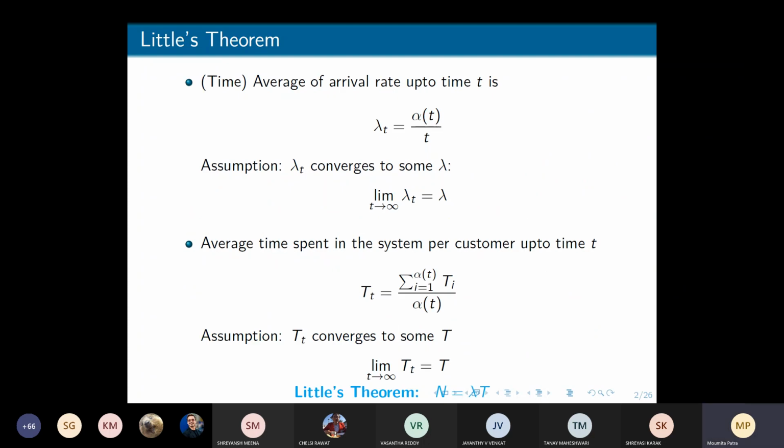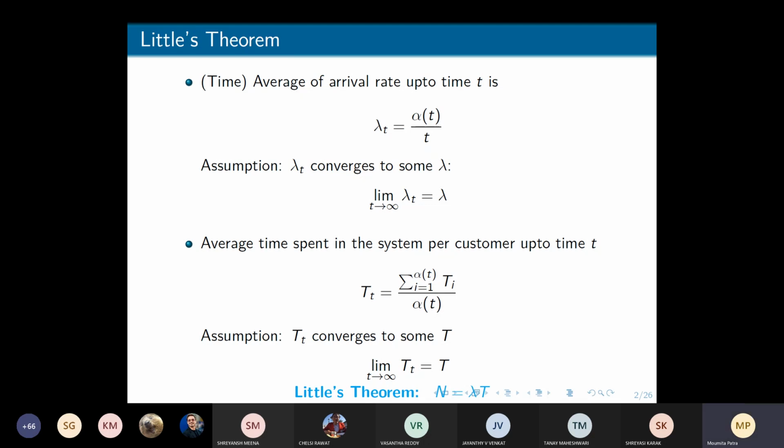Now we can find further averages. We know that alpha t is the number of arrivals between times 0 to t. So the time average of the arrival rate up to time t is given by alpha t by t, and we denote it as lambda t. Here again we take the same assumption, which holds for many systems, that lambda t converges to some lambda as t tends to infinity, that is, the limit as t tends to infinity of lambda t is equal to lambda.